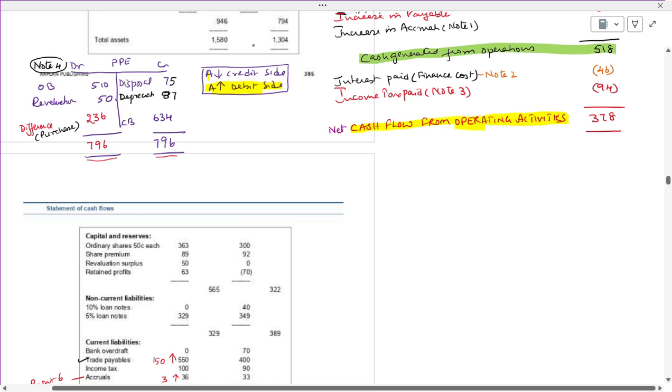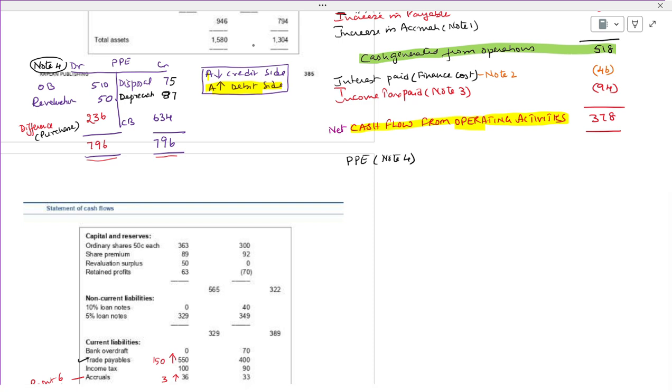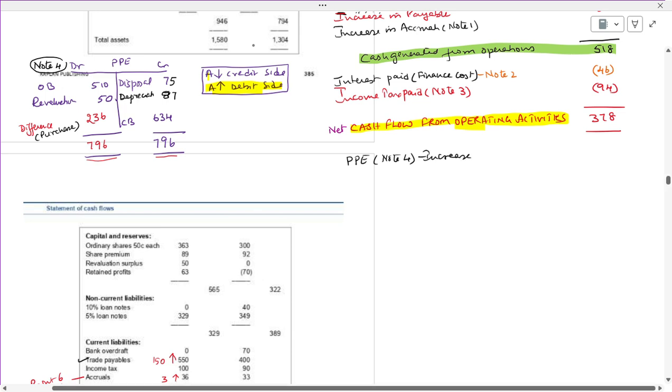When you have purchased. Fine. When you have purchased. How much is there? Property, plant and equipment. Note 4. Increase. Okay, write down. Increase. How much? If the asset increases, what will happen? Cash will decrease. 1 minute.